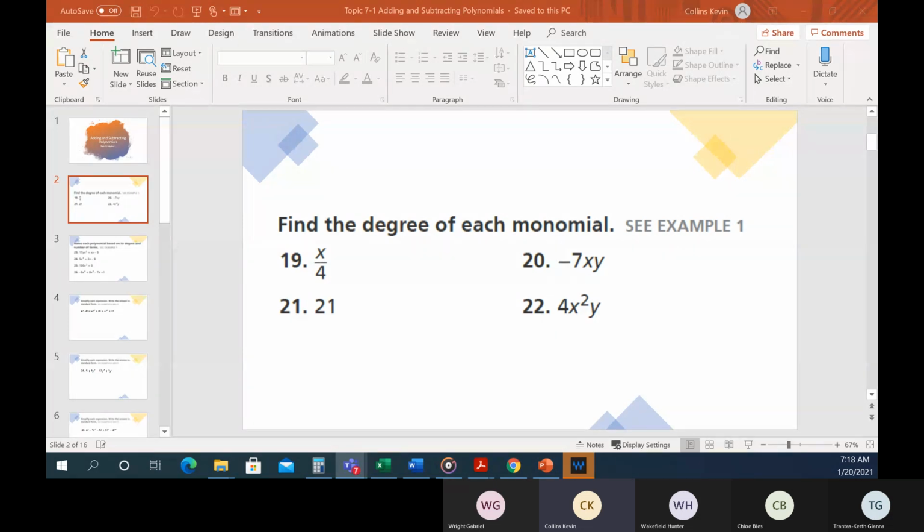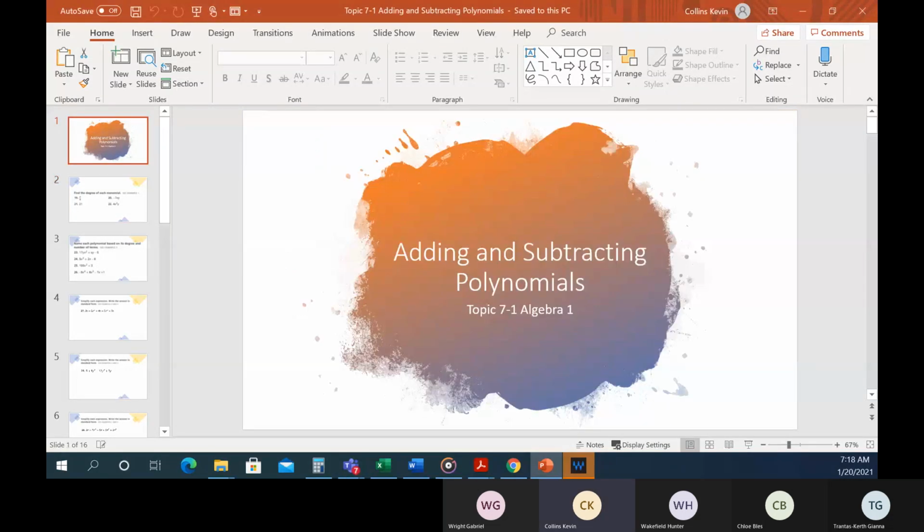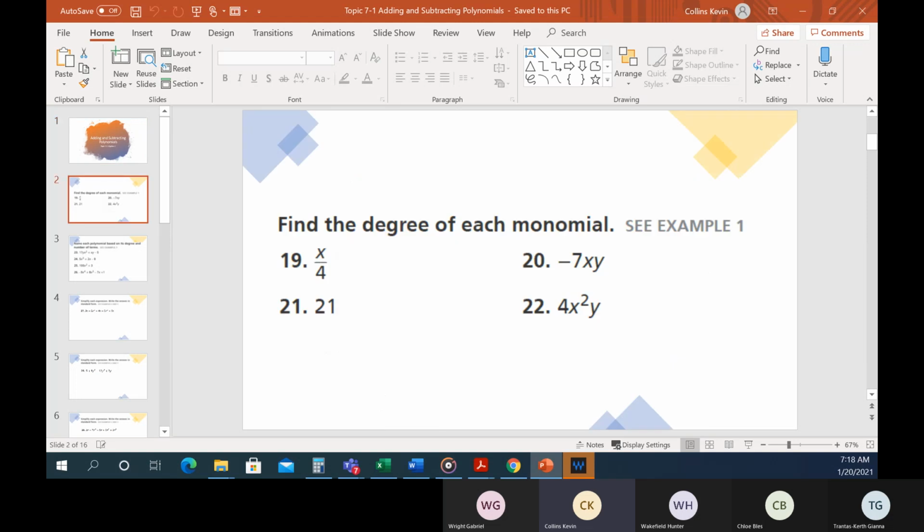Okay, so again, what we're doing today is adding and subtracting polynomials. This is topic 7.1, the overall chapter. Again, it's called polynomials and factoring. Adding and subtracting polynomials is just combining like terms. The first thing they asked us about was degree of a polynomial. Degree is the biggest exponent you can find. And if you don't see an exponent on the variable, that just means that it is 1.